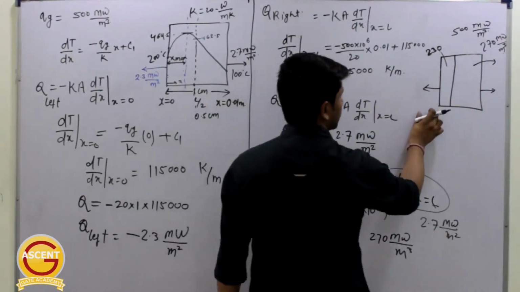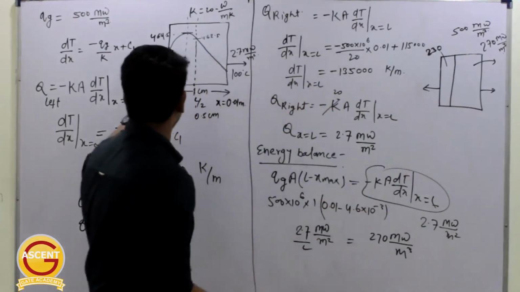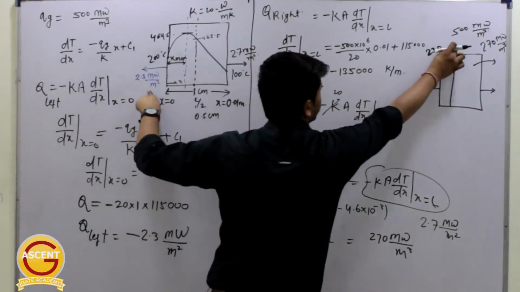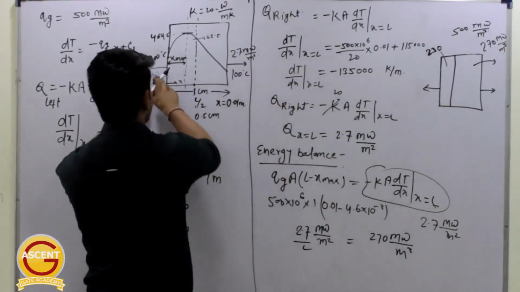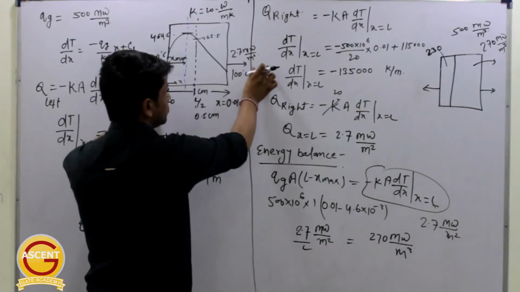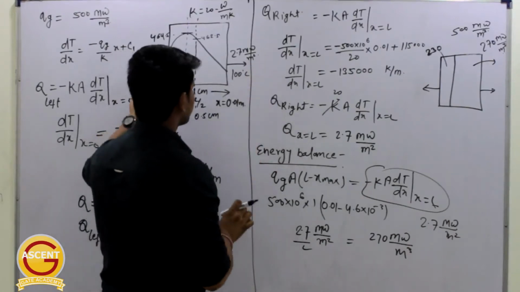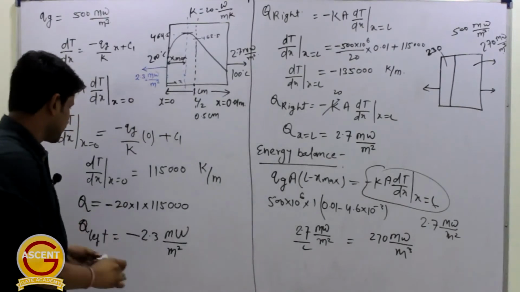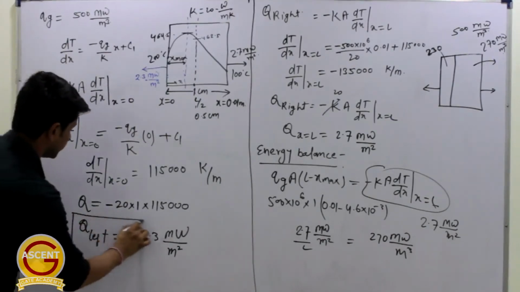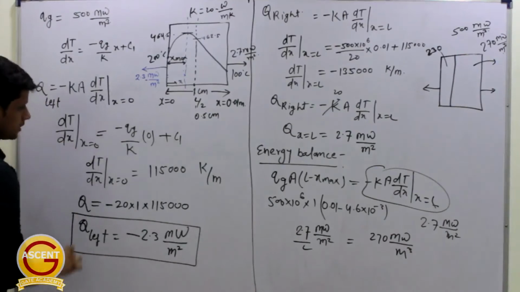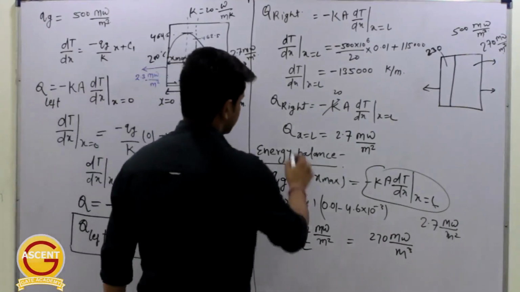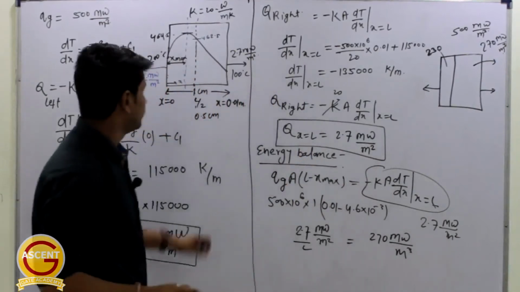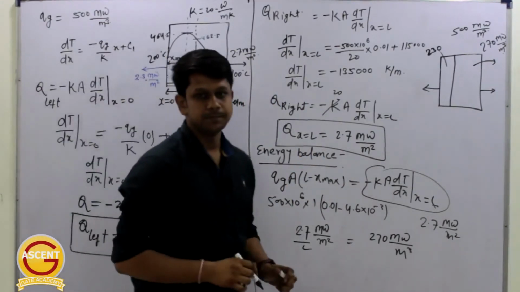So from the left phase, how much heat is leaving? It is 2.3 megawatt per meter square, right? This 230 multiplied by the total length, so you will get in megawatt per meter square, and this is 2.7 megawatt per meter square, right? So this is how we will calculate this, and the answer is from the left phase this much amount of heat is leaving, and from the right phase this much amount of heat is leaving, right? And we have drawn the temperature profile also.